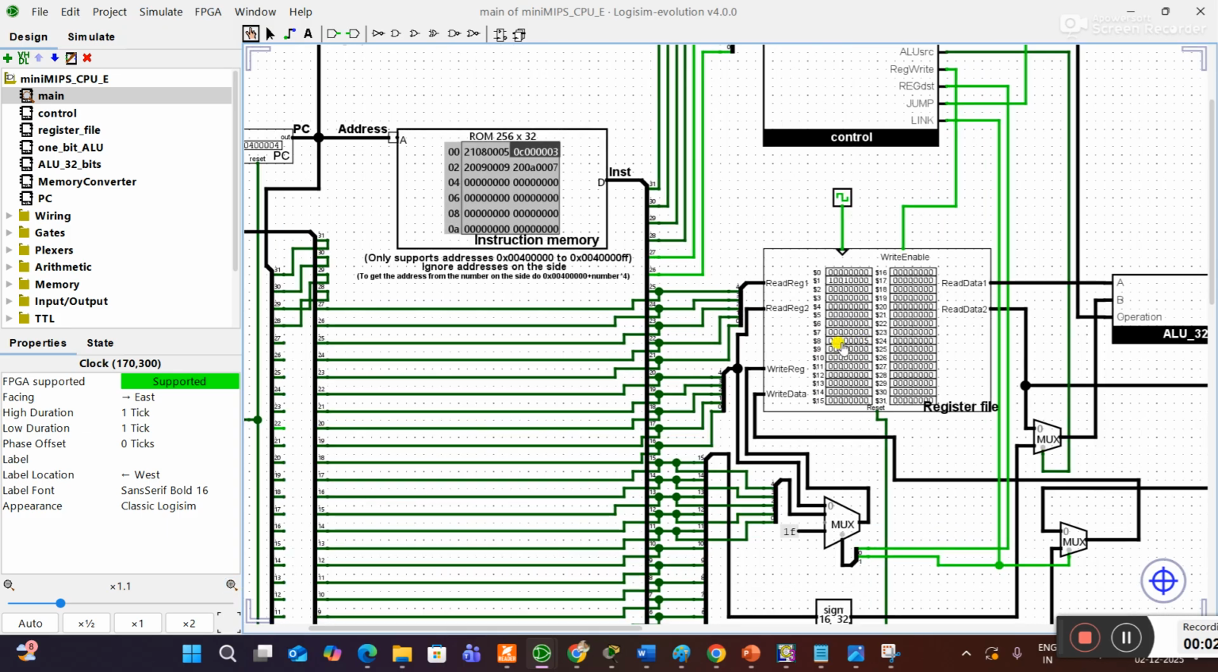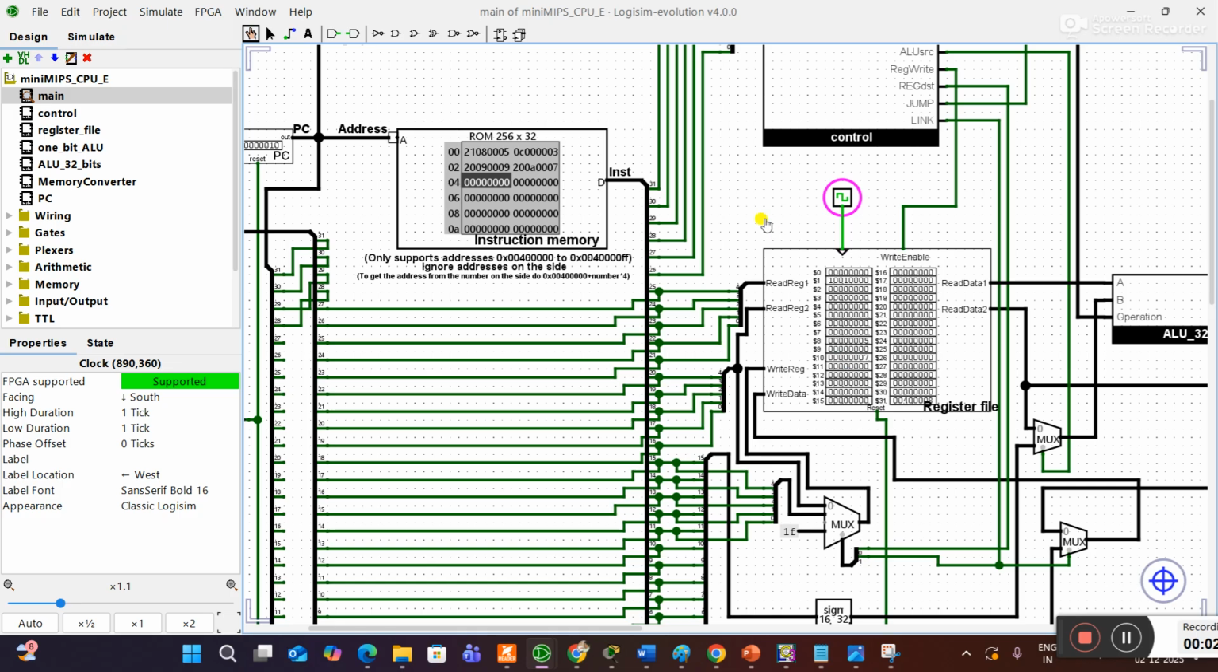Yes, correct. So T0. Then again if I apply clock, the return address is stored in this register 31. And next it already skipped this instruction because I am implementing JAL. Okay, so this is the complete execution.